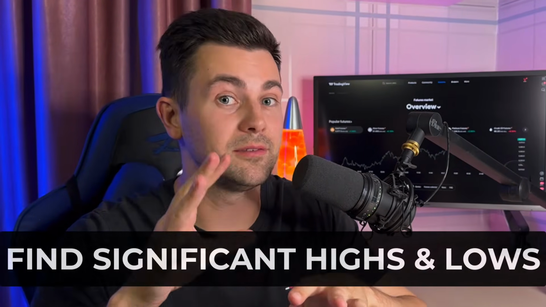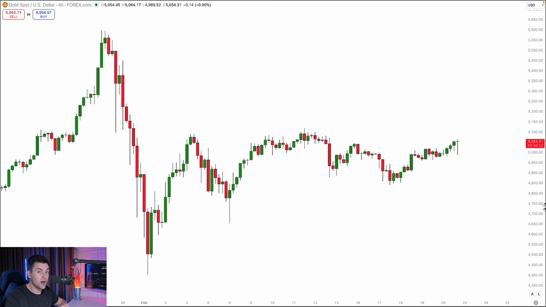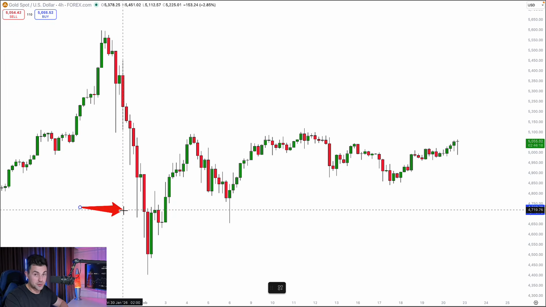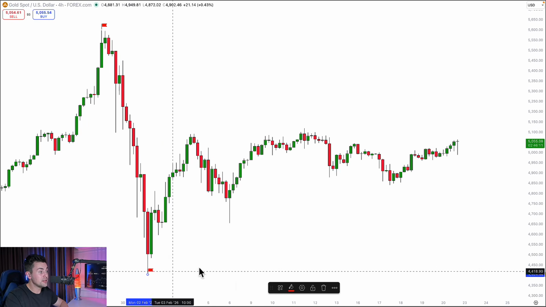Step number 2, find significant highs and lows. I'm talking about the points where significant price movements completed or from where significant price movements initiated. The first 2, significant high and low, will be based on the initial impulse leg that we identified. We will need to outline its high and its low.